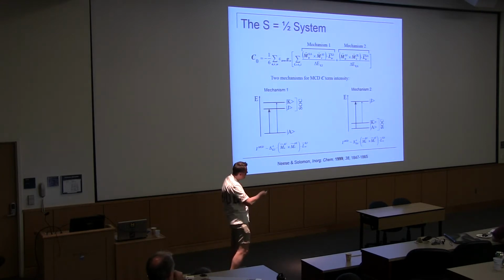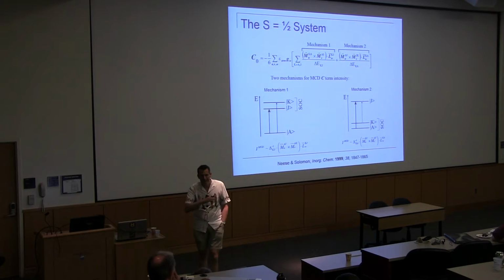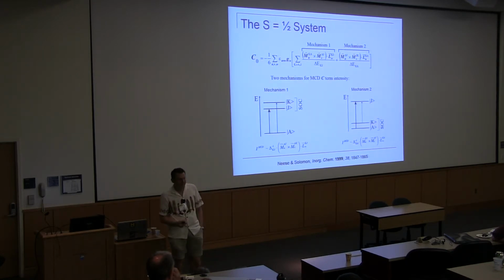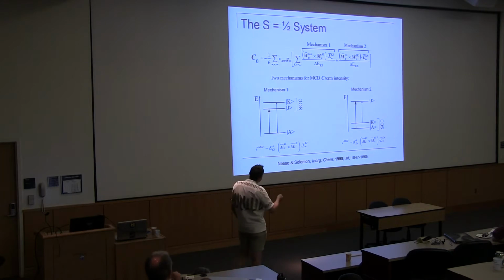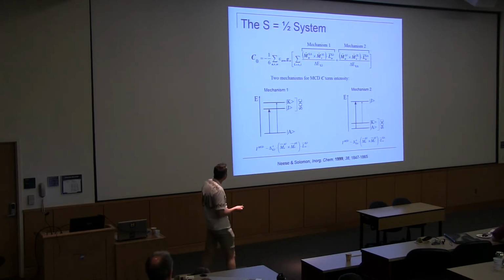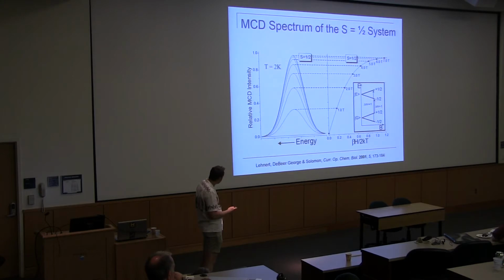Since this state K is too high to be Boltzmann populated, we can't actually measure this transition from K to J. It's a virtual transition, yet we need the polarization of this to be orthogonal to this in order for us to be able to measure this transition. So kind of an interesting effect. And then again, we need the spin-orbit coupling in the third direction in space, and then we get MCD intensity. So those are the two possible scenarios for how MCD intensity can arise.